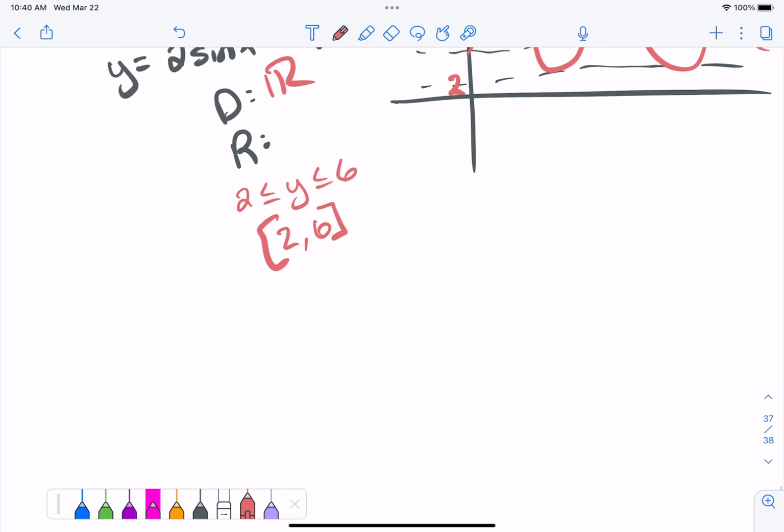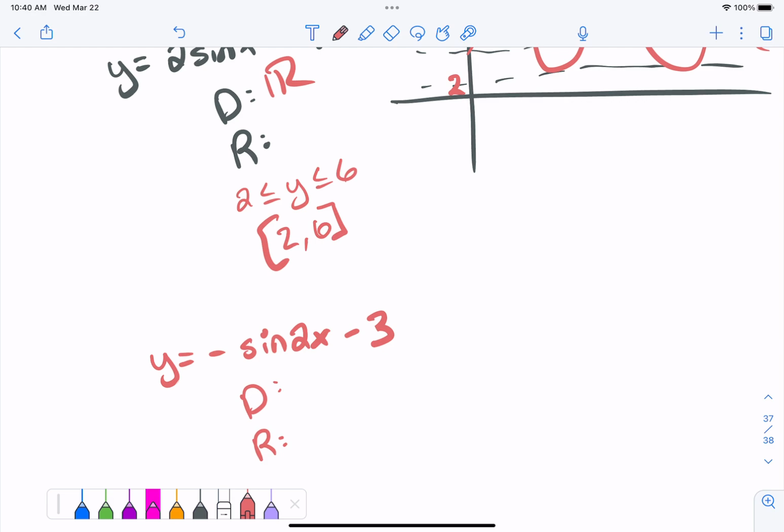Good? Okay, let's do one more of the sine and cosine ones. Let's do negative sine of 2x minus 3. Domain and range. I don't like these. Negative sine of 2x minus 3. What's his domain and range?